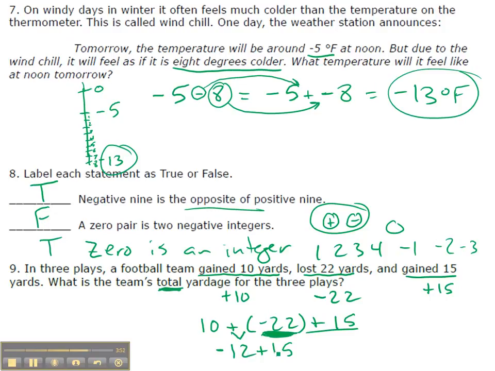Now we have 2 signs that are different, a negative and a positive, so we find the difference, we subtract. 15 minus 12 is 3, and then we look at our 2 integers, which one is farther from 0 on the number line, and that's +15, so this is a +3. So plus 3 yards would be the total yardage for those 3 plays.